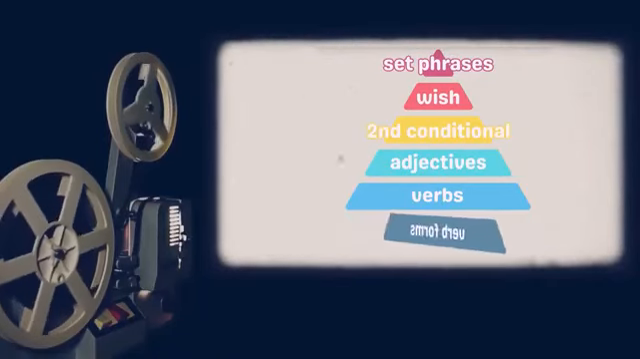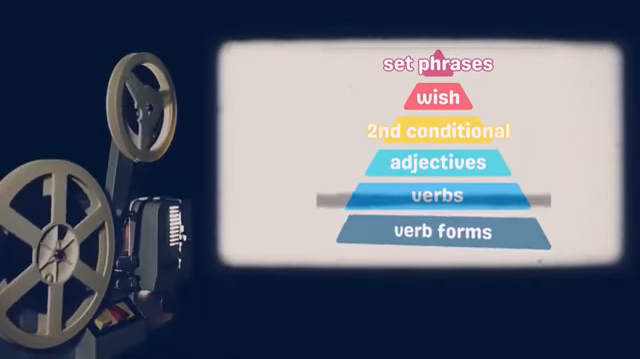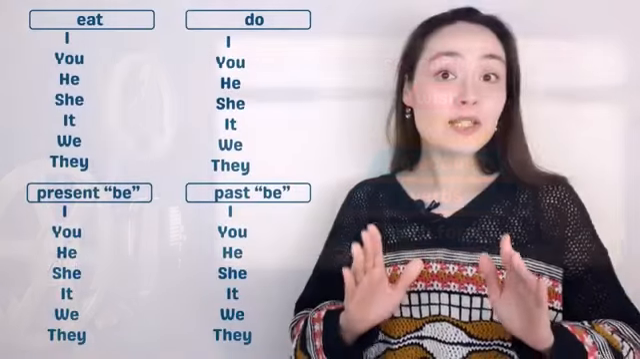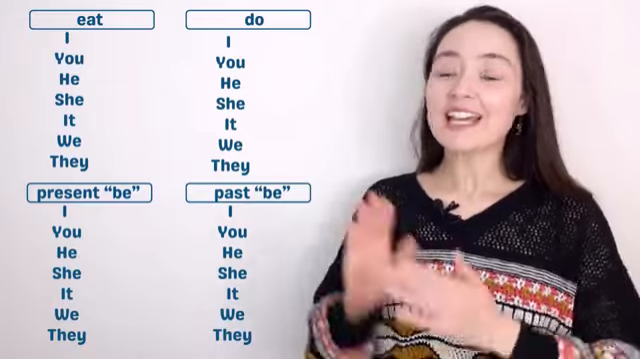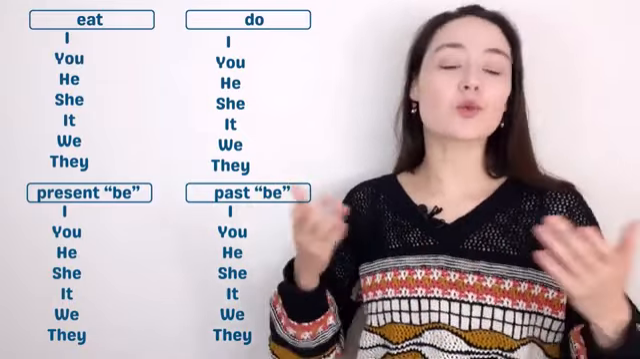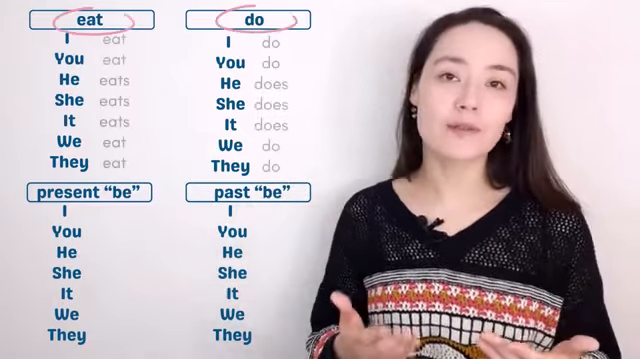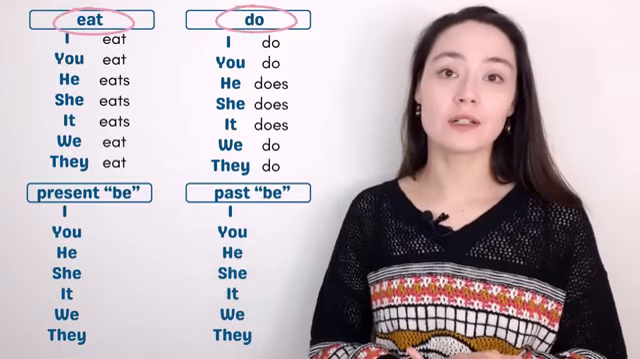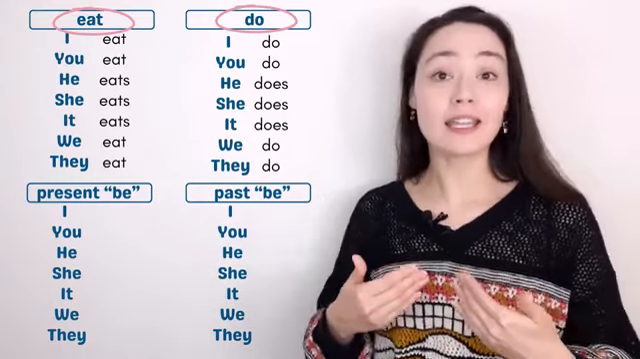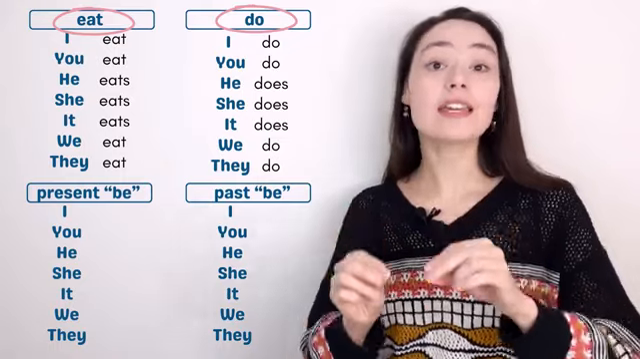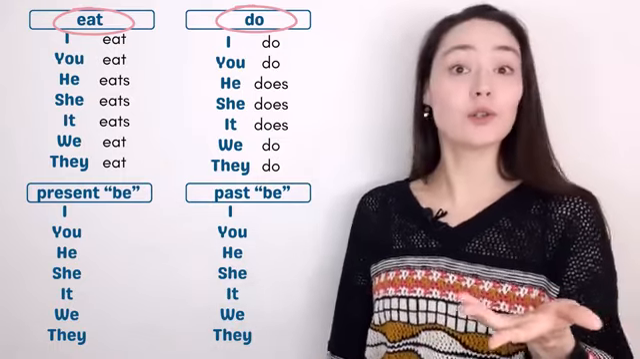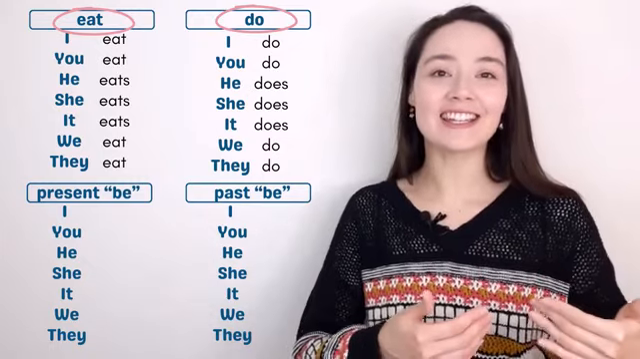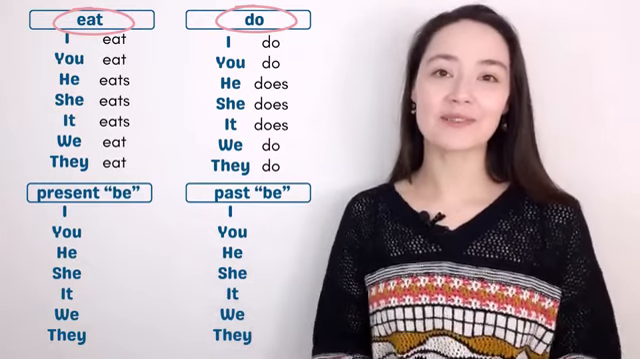Part 1. Verb forms. Let's go back to basics just for a moment. You can see I've chosen 2 random verbs, the very common verbs eat and do. You can see I eat, you eat, he, she, it eats. I do, you do, he, she, it does, etc.